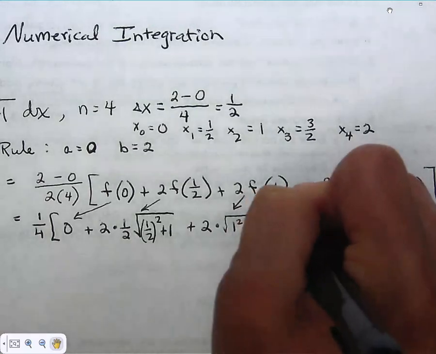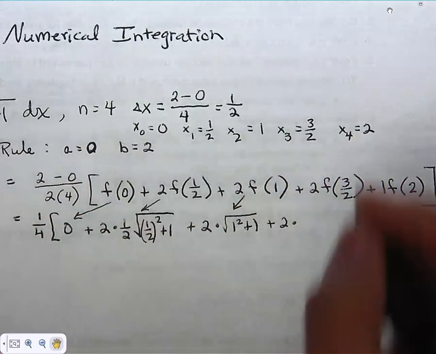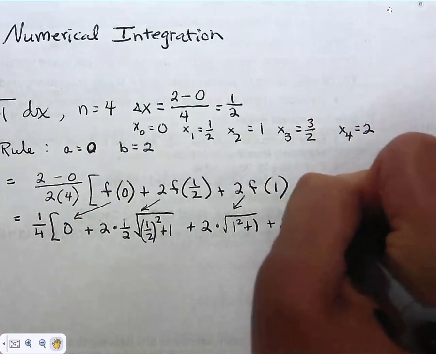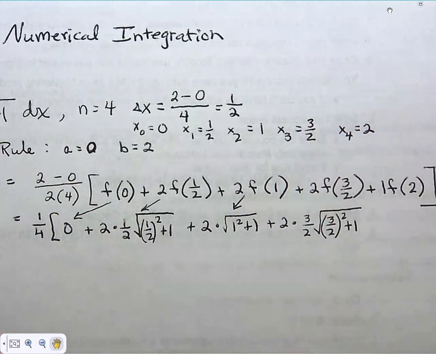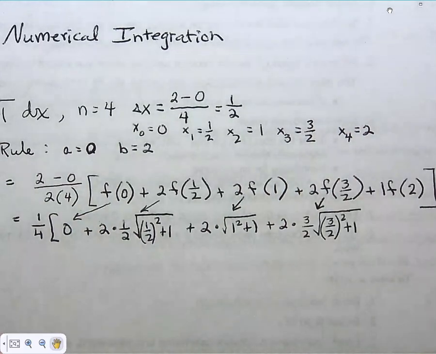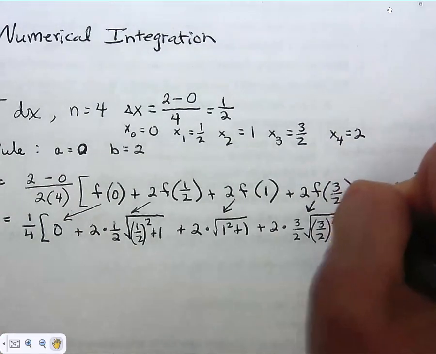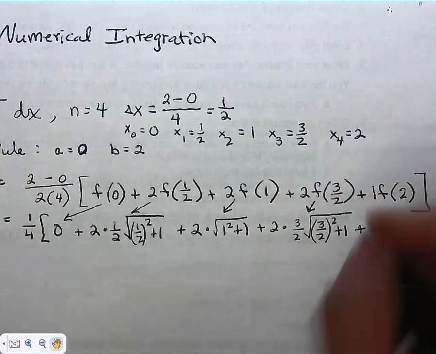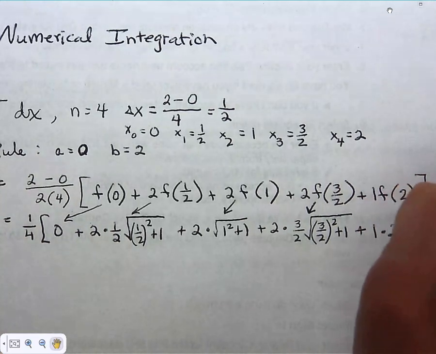The fourth term is 2 times 3/2 put into the function, which would give you 3/2 times the square root of 3/2 squared plus 1. And the fifth term is 1 times 2 put into the function. 2 put into the function is 2 times the square root of 2 squared plus 1.